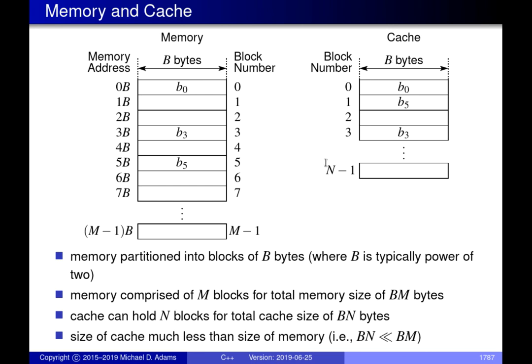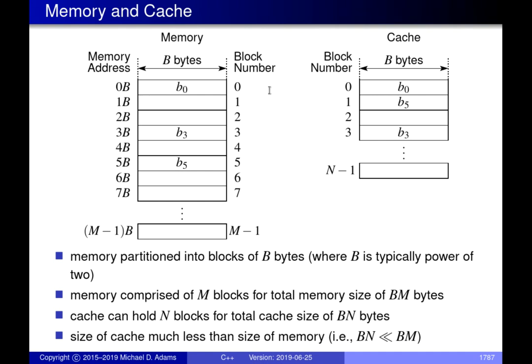In this particular case, we have n blocks in the cache. And in practice, n is going to be much less than m. In other words, the size of the cache is much smaller than the size of main memory in practice. Also, b is typically a power of 2 for efficiency. On modern systems, it's not uncommon to see values for b of 64 or 128, for example.